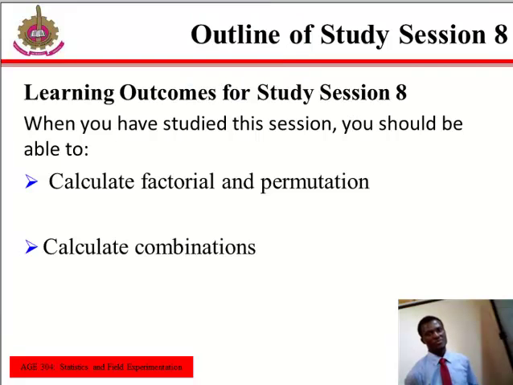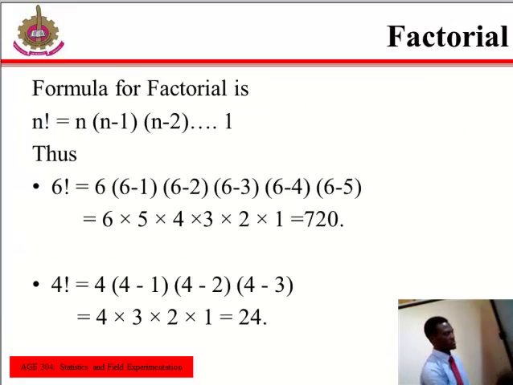Learning outcome. At the end of this study section, you should be able to calculate factorial and permutation. Also, you should be able to calculate combinations. Factorial.